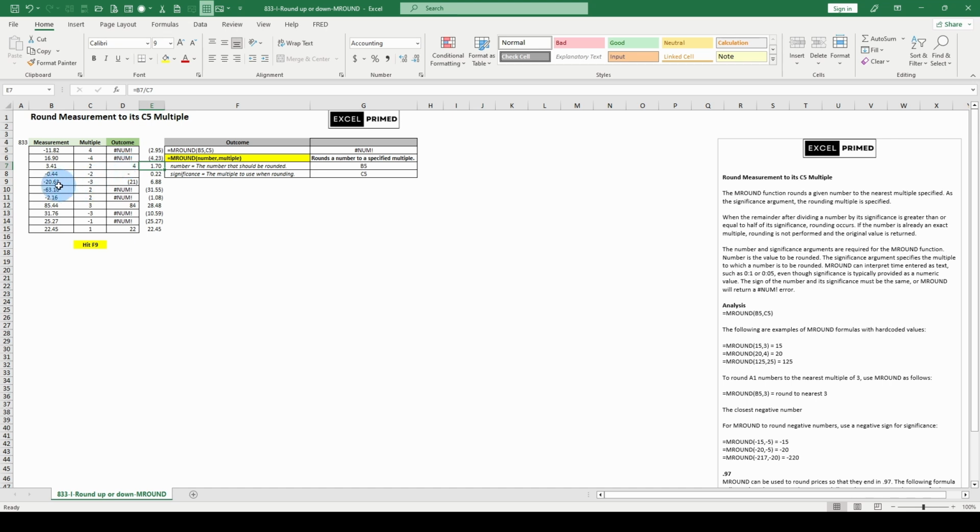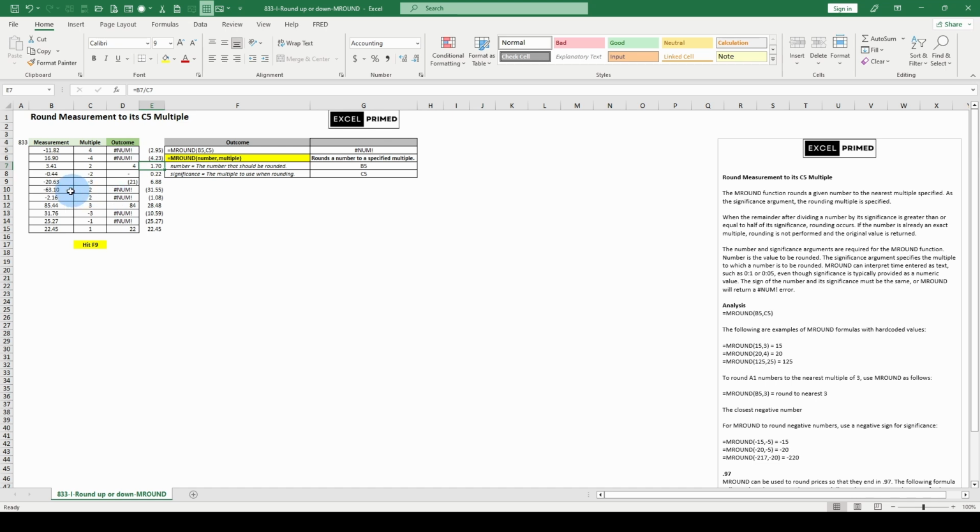Go down here, -20.63, and we have a multiple of -3. Divide 20.63 by 3, and we have 6.88, positive. Round it up. What's the number going to be? 7. 7 times 3 is 21. -3, -21. You see that? This would be your quasi-multiple. Round it up, and then multiply it times your multiple, and guess what? That's your outcome. That's what MROUND is measuring, the multiple.